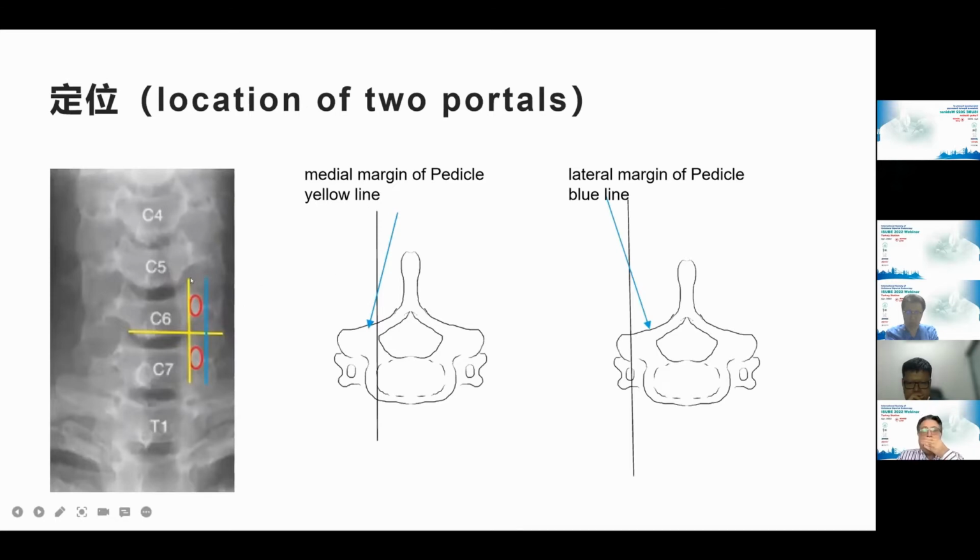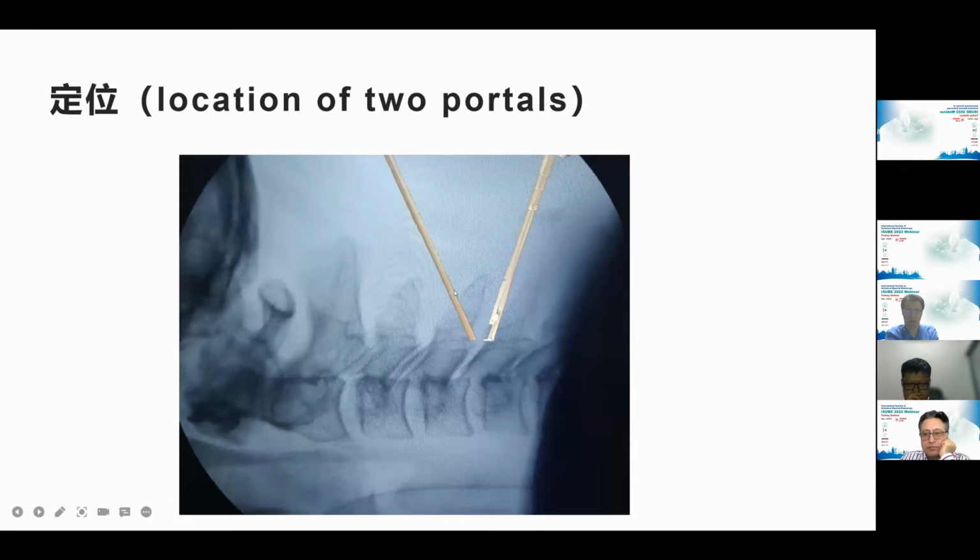The blue line and the yellow line are described by Dawson, located at the medial margin of the pedicle, but I think it's more medial. So I choose the midline of the lateral mass for the blue line, and the disc space is the yellow line. One centimeter above is the endoscope portal, and 1 centimeter below is the work portal. And this is the location of the two portals in the lateral X-ray, located at the facet joint.